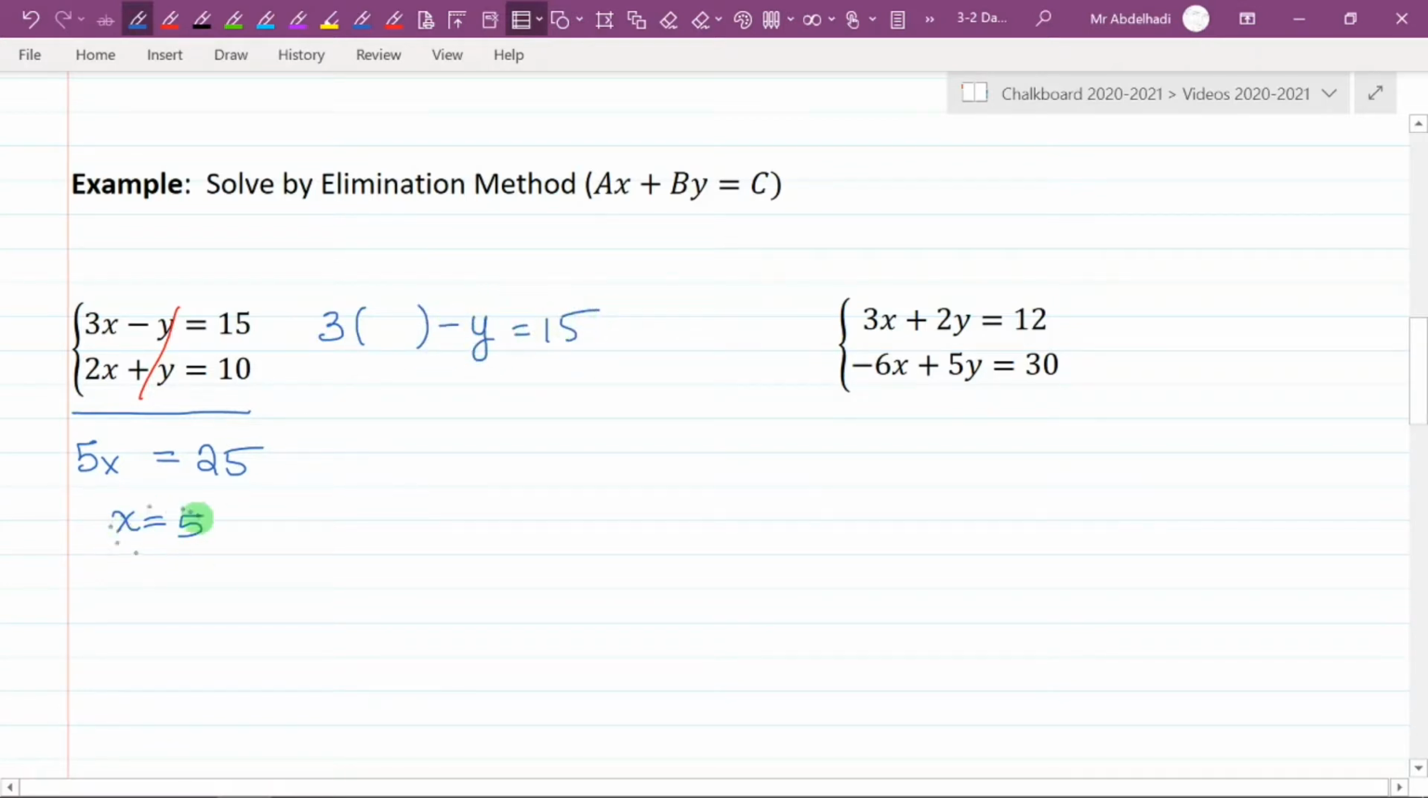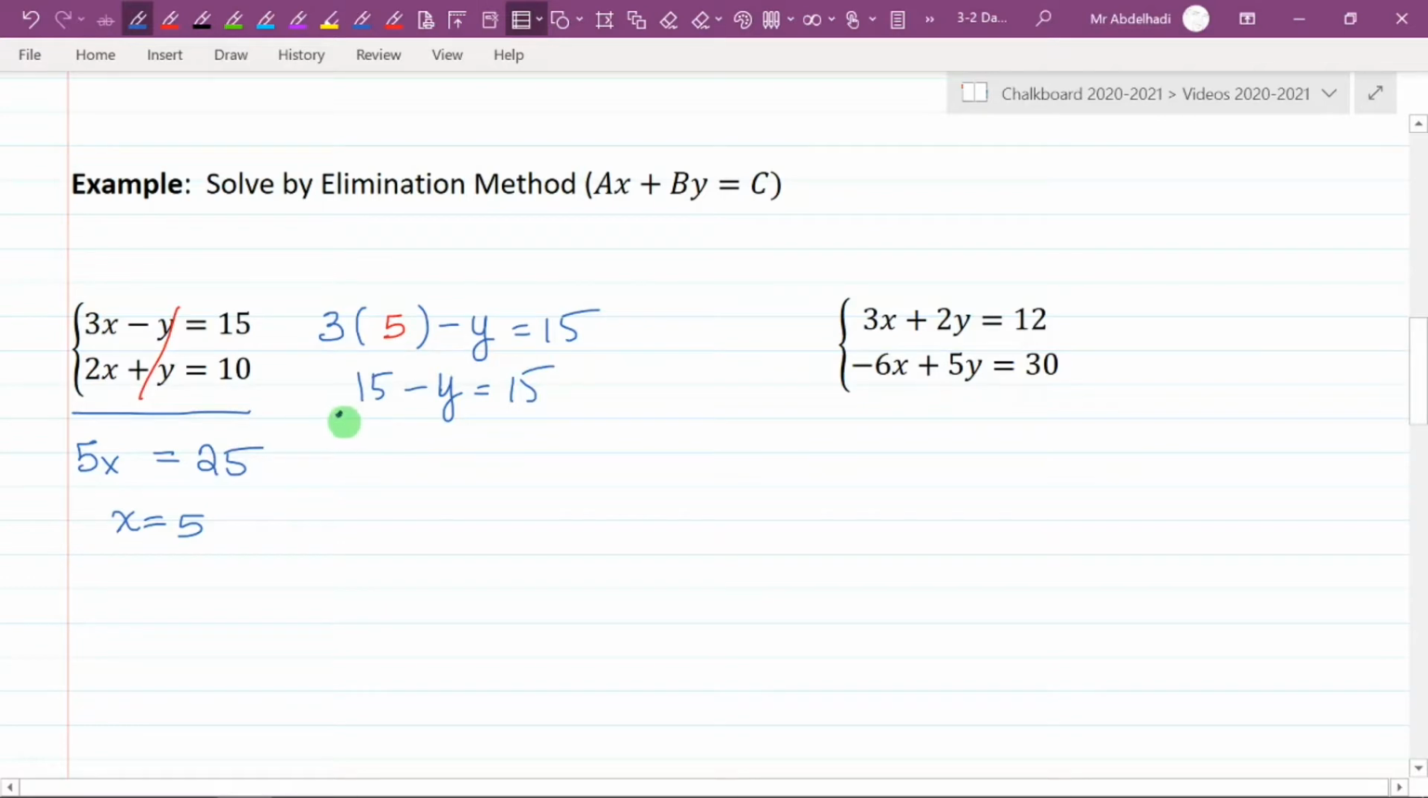And we said that x was 5. So this is the back substitution step. It's the same thing you do with substitution, where this is the second part, but you don't have a y equals function waiting for you like you did with substitution. Anyway, this becomes 15 minus y equals 15.